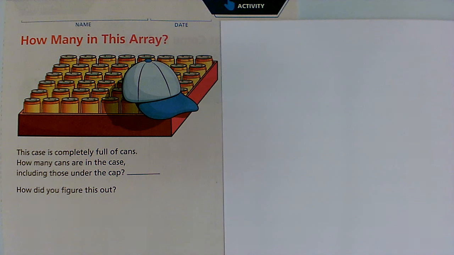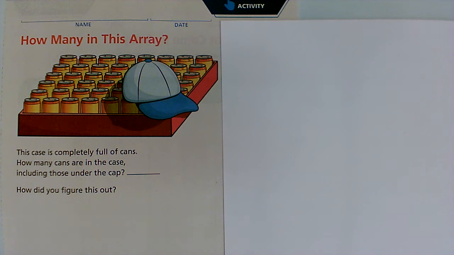This is an instructional video for the 4th grade math investigation student activity book. We're in unit 1. This is page 1 in session 1.1. Activity 1 is how many in this array? Take a look at the picture.